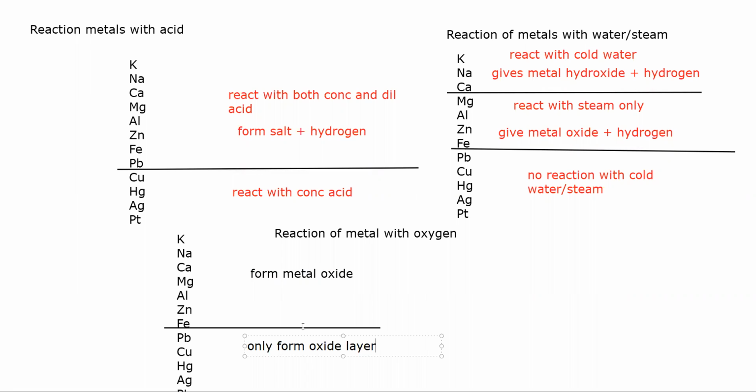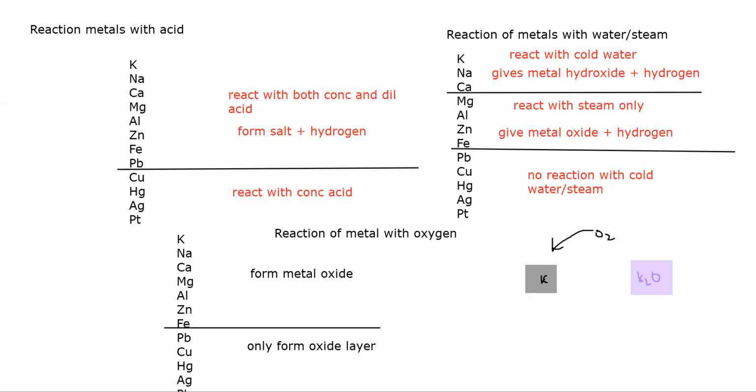Like, the whole metal is not converted into metal oxide, only the top surface is converted into an oxide layer. What's the difference? Look, for example, if I have a piece of potassium, this is the potassium. When it reacted with oxygen, the whole potassium reacted with oxygen. As a result, it turned into potassium oxide. But when we have elements which are below iron, like lead, copper, they do not form the whole metal oxide, only the surface.